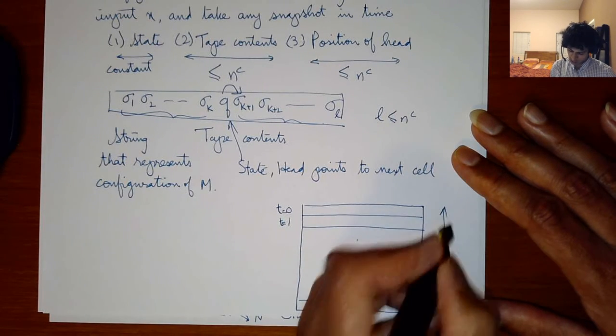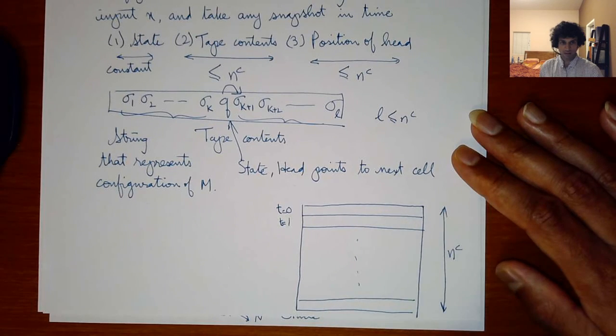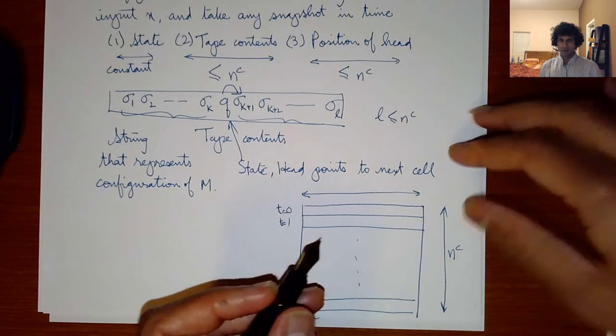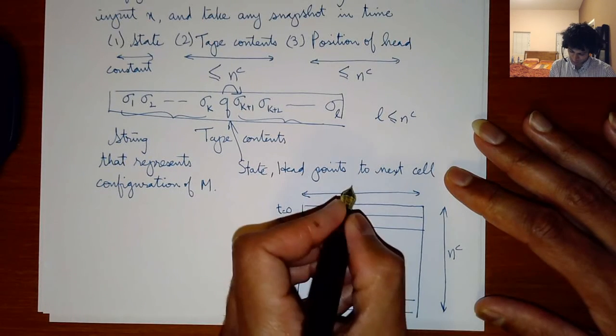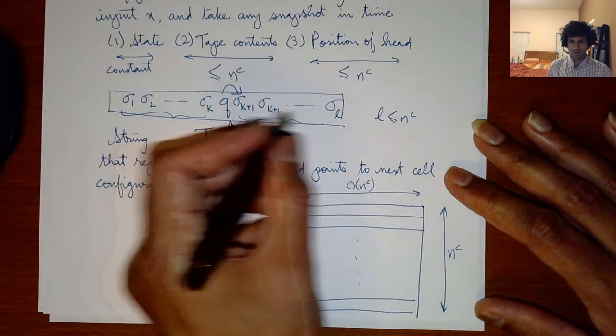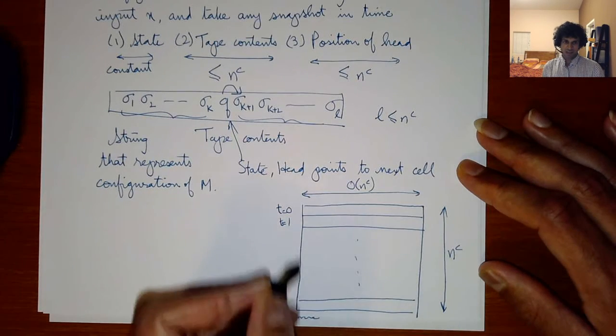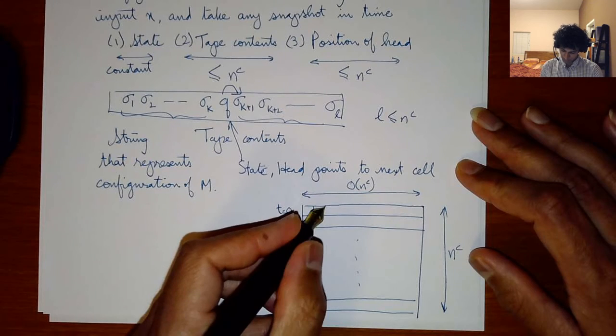So I know that this has to run in n to the c time. This is n to the c. And this is also, technically, some O of n to the c, because there's this extra one symbol. So this is like a matrix of symbols.